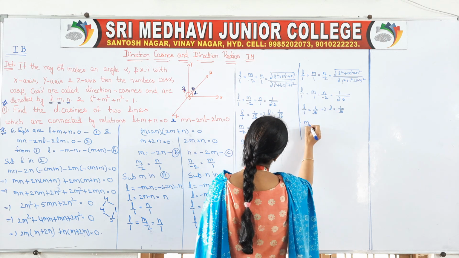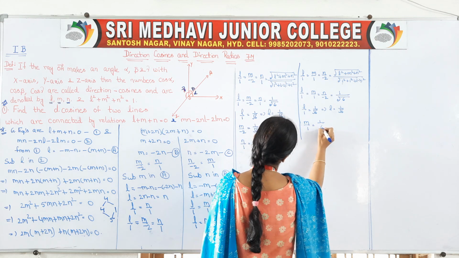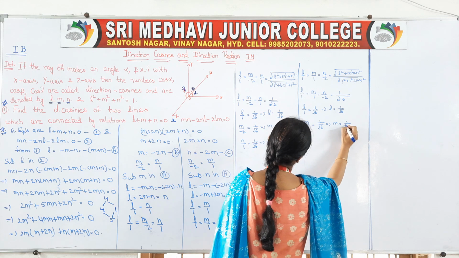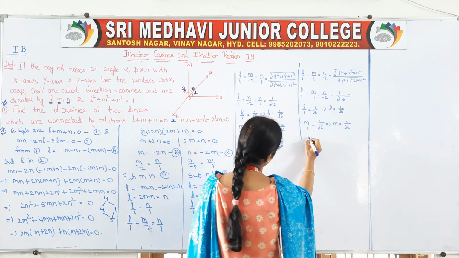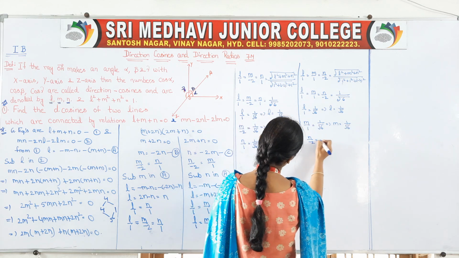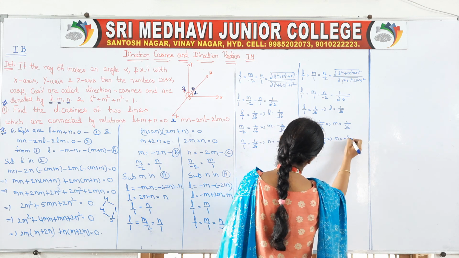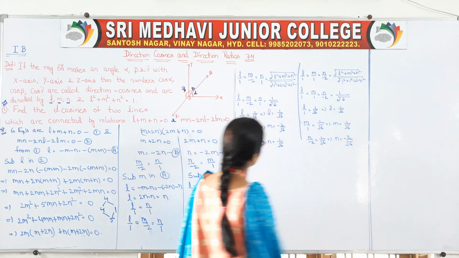Same thing, m by 1 is equal to 1 by root 6. So m is equal to 1 by root 6. So next, n by minus 2 is equal to 1 by root 6. So n is equal to minus 2 by root 6.